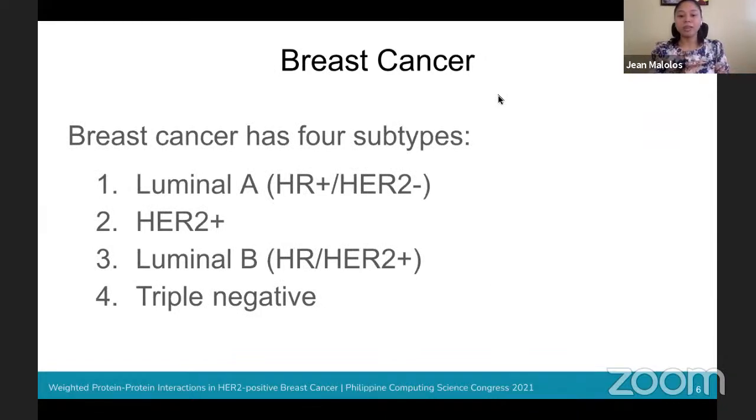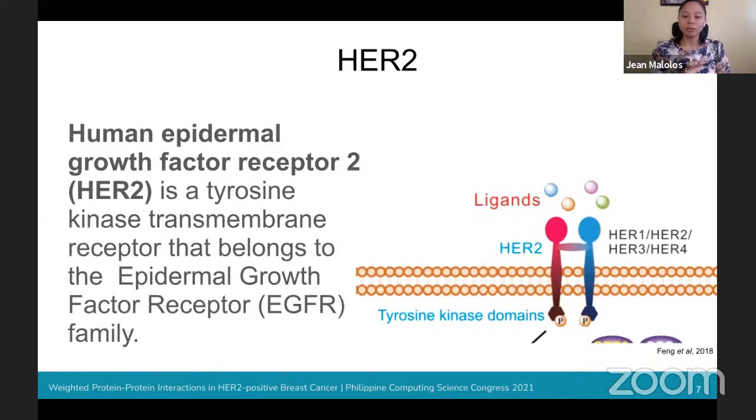There are 4 molecular subtypes of breast cancer, as follows: luminal A, which has a substantial number of hormone receptors, but has little to no human epidermal growth factor receptor 2, HER2. Then HER2 positive, luminal B, which has a substantial number of hormone receptors and HER2. And lastly, the triple negative, which has little to no hormone receptors, estrogen or progesterone, and HER2. These subtypes have implications in the treatment plan of the patient.